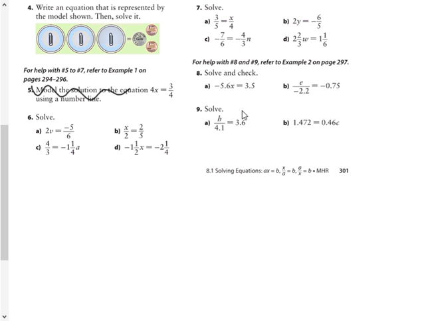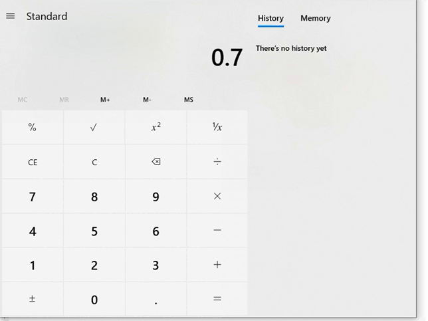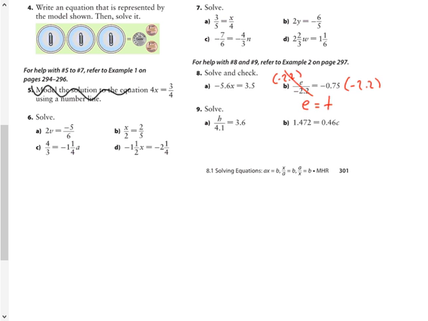Here I'm going to multiply both sides by negative 2.2 because I want to get rid of dividing by negative 2.2. So e will equal whatever negative 0.75 times 2.2 is. I know a negative times a negative is a positive, so I know it's going to be a positive. 0.75 times 2.2 equals 1.65. So it's a positive 1.65. You don't need to write the positive symbol because we know it's implied.